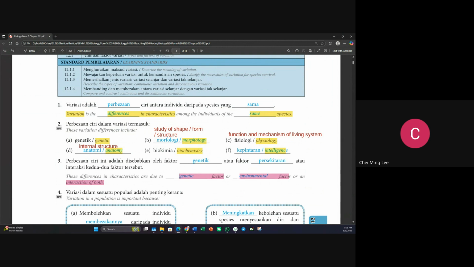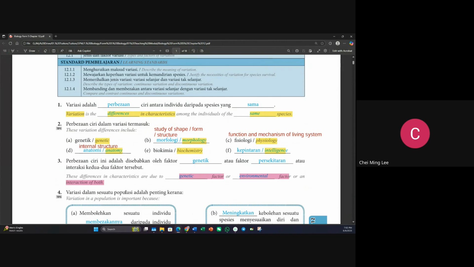So the variation includes genetic, morphology. Morphology is your shape, form, and structure. And then physiology, we are talking about the function and mechanism of living systems. Anatomy is about the internal structure of the human body. Biochemistry and intelligence. Okay, these are the variation differences. These differences in characteristics are due to genetic factors or sometimes environmental factors or the interaction of these two. Like the environmental factor, when you are always exposed under sunlight, your skin will turn dark. Okay, so this is how.